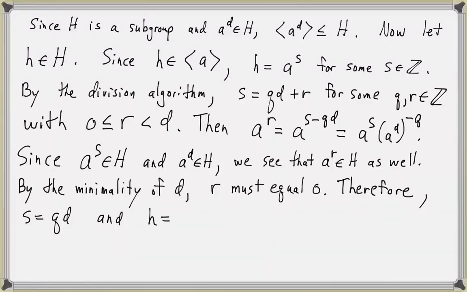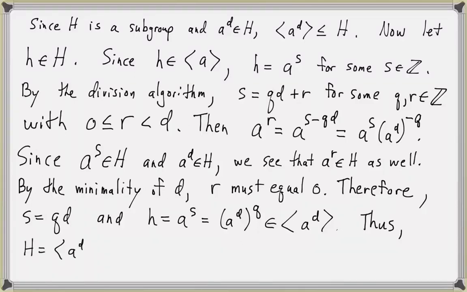and H, which we represented as A to the power S, equals A to the power D raised to the power Q, and this is an element of the cyclic group generated by A to the D. We've shown that the cyclic subgroup generated by A to the D is a subgroup of H. And we've just shown that H is a subgroup of the cyclic group generated by A to the D. Thus, H equals the cyclic group generated by A to the D. And that's what we wanted to show, that H is cyclic.